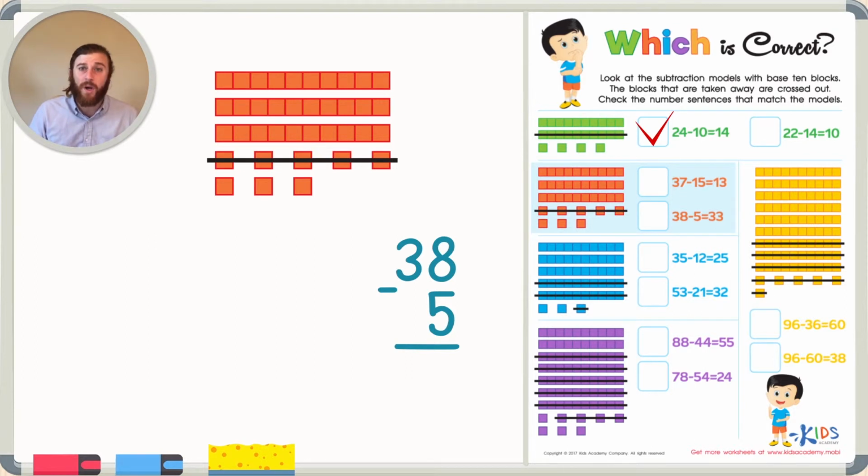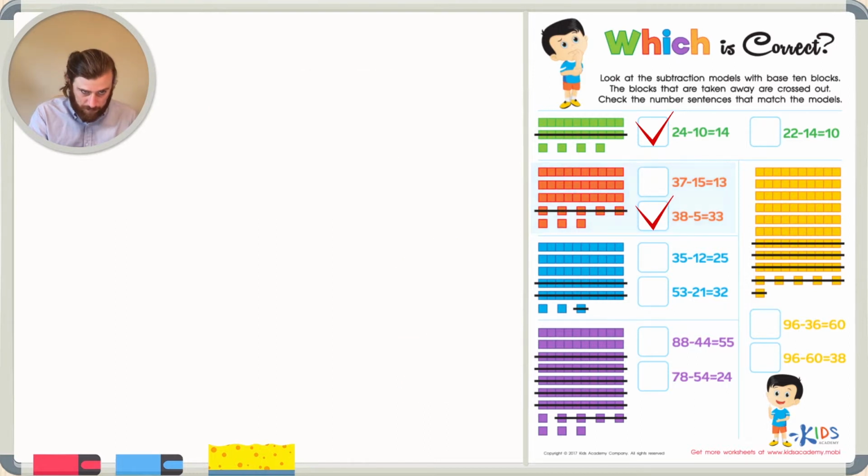and now we're going to take those 5 away. We'll count backwards from 8, 5 places. 8, 7, 6, 5, 4, and 3. 8 minus 5 is 3. And 3 minus nothing is 3. So we know our number sentence should read 38 minus 5 equals 33. Let's see which answer choice is correct. It's the second answer choice. 38 minus 5 equals 33. Let's take a look at the next problem.